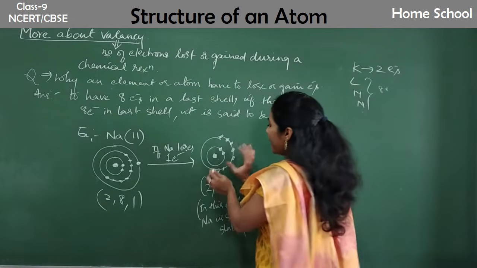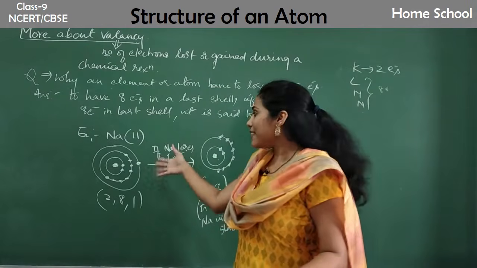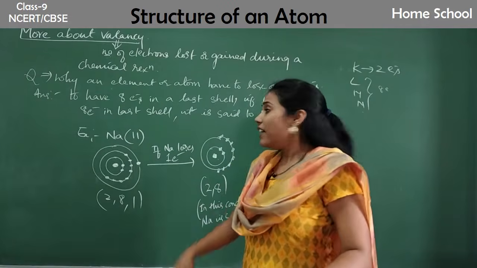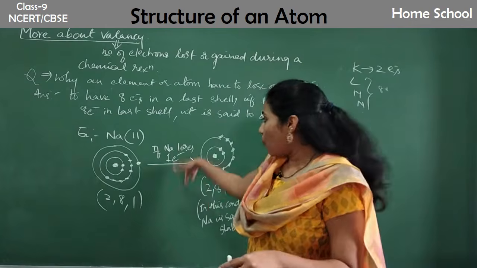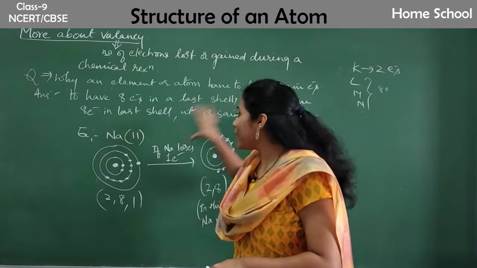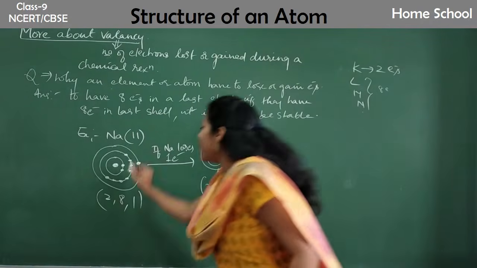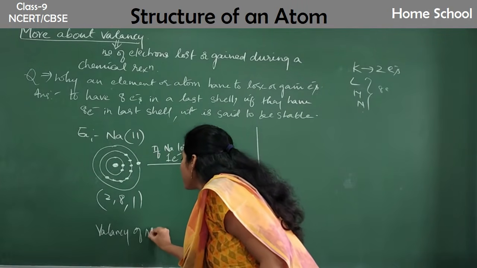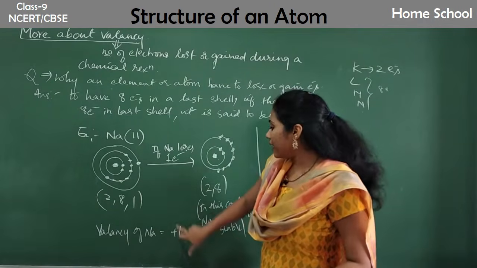So if sodium exists in this form, sodium feels very happy and secure. That's the reason sodium, which naturally has 11 electrons, tries to react during a chemical reaction by losing 1 electron. Okay, so this is how the elements lose electrons or gain electrons. Clear? So in that case, the valency of sodium is how much? Valency of sodium is equal to +1. Okay, it has lost 1 electron.